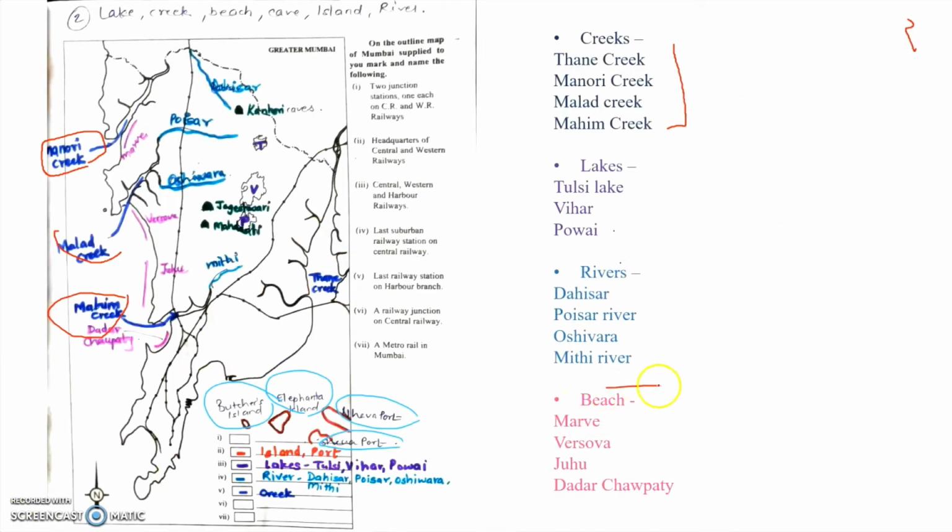Now let's move on to this section. There are 4 beaches. Marve beach is near Manori Creek. Versova beach is near Oshiwara river or Malad Creek. Juhu beach is near Mahim Creek. And Dadar Chowpatty is near Dadar station. Okay, so let's go to the blank map and try to solve it. Marve beach, Versova, Juhu and Dadar Chowpatty.